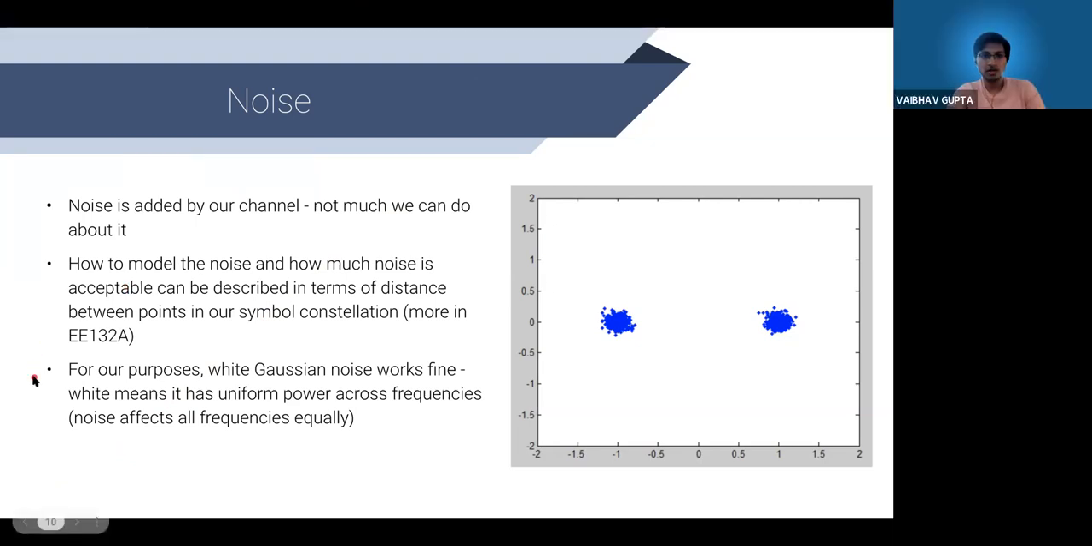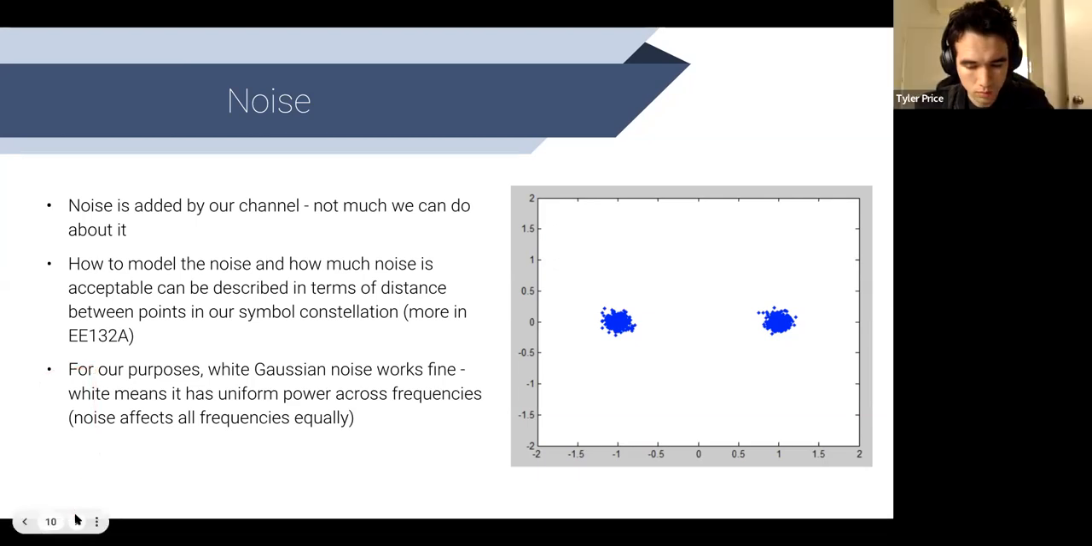No, not really. Like we discussed previously when we first introduced constellations, there is a way to analytically describe what transmission power correlates to what acceptable noise you can still pick up, and how many symbols you can realistically still transmit, and other things like that. All of that is in EE 132A, which I would recommend as a great class to take if you're interested in digital communications.